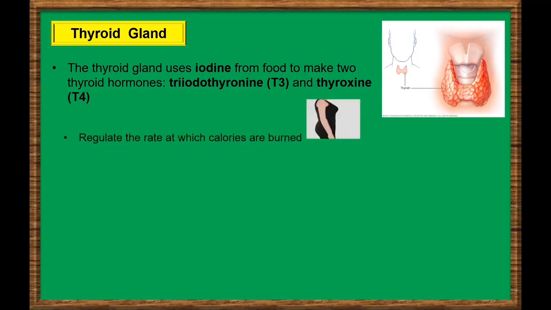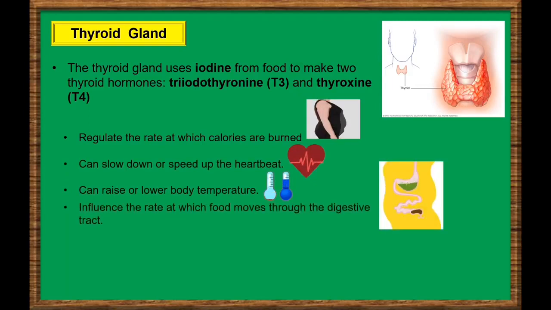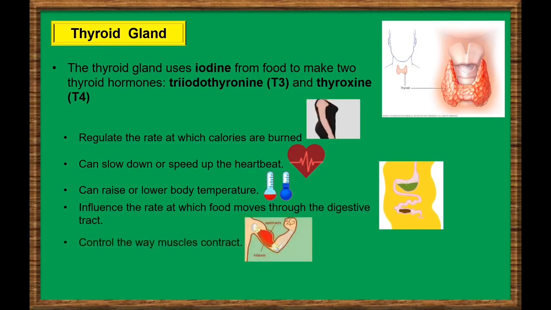They regulate the rate at which calories are burned, affecting weight loss or weight gain. They can slow down or speed up the heartbeat, can raise or lower body temperature, influence the rate at which food moves through the digestive tract, control the way muscles contract, and even control the rate at which dying cells are replaced.